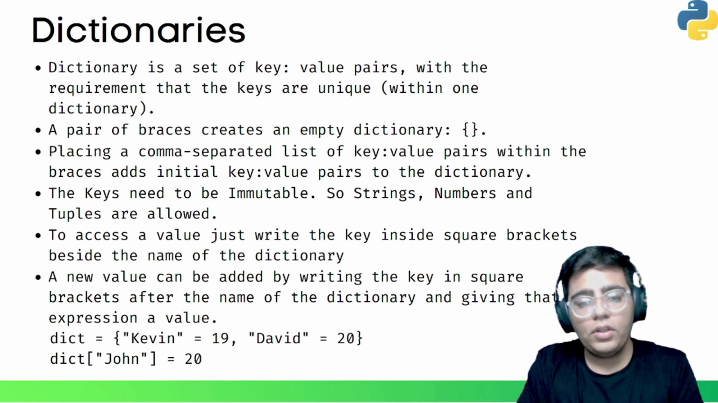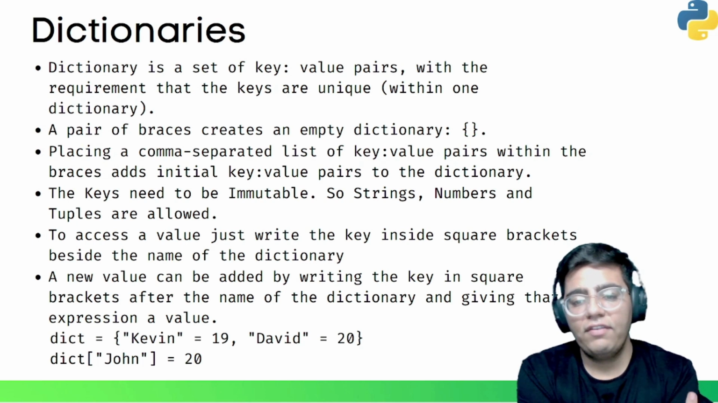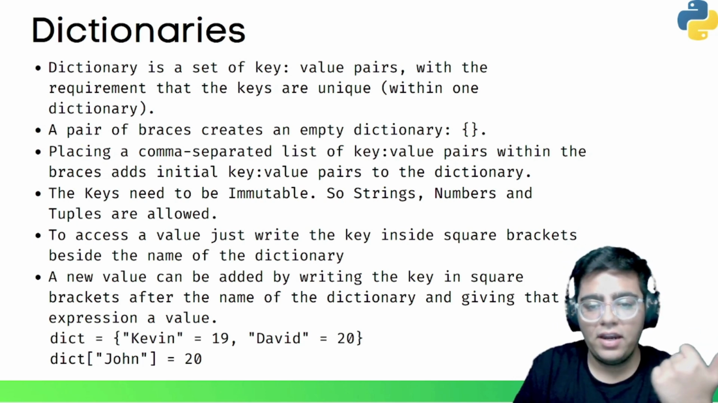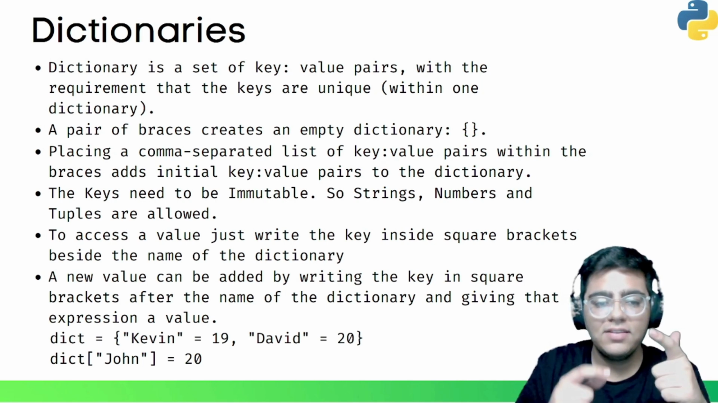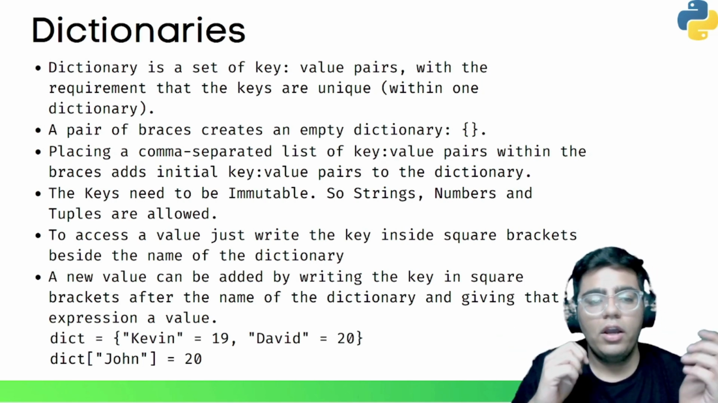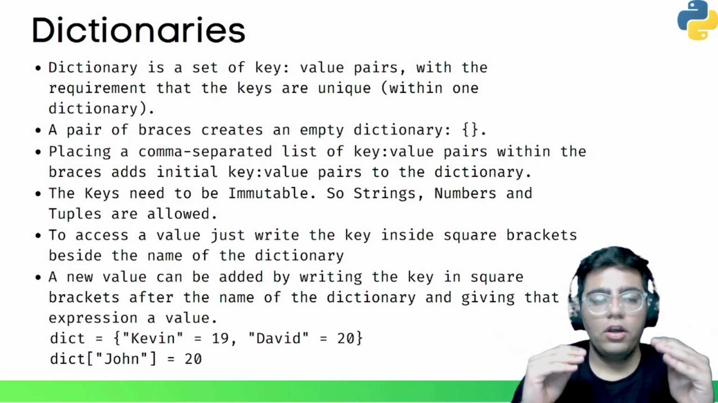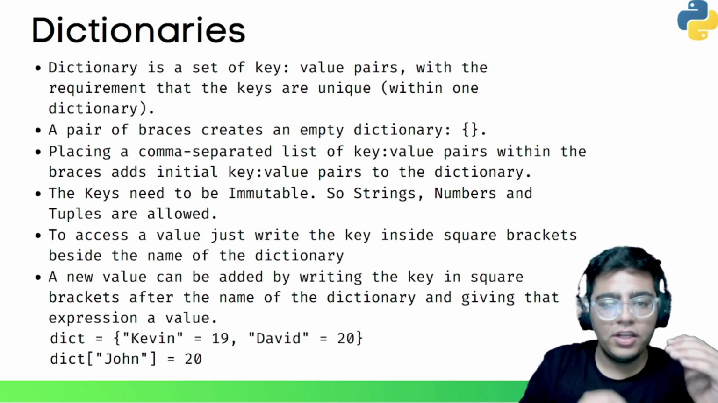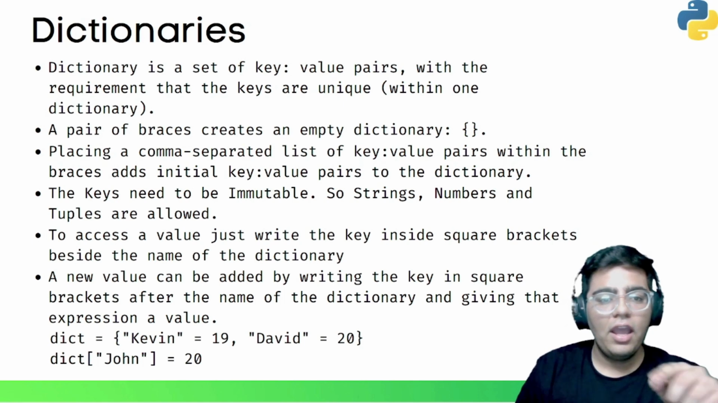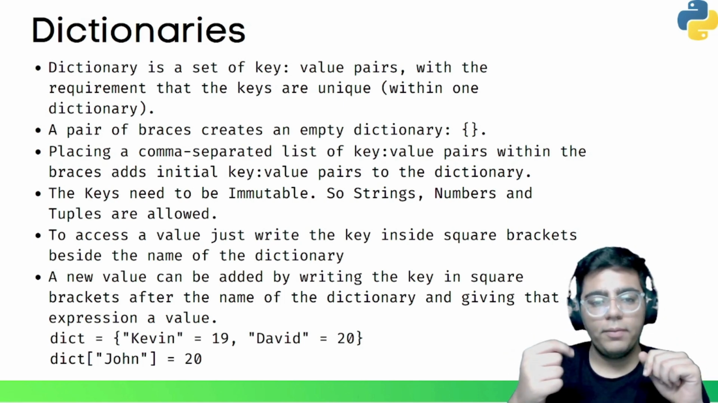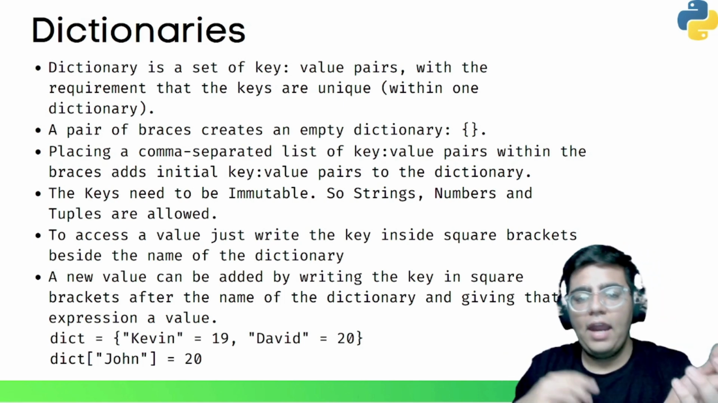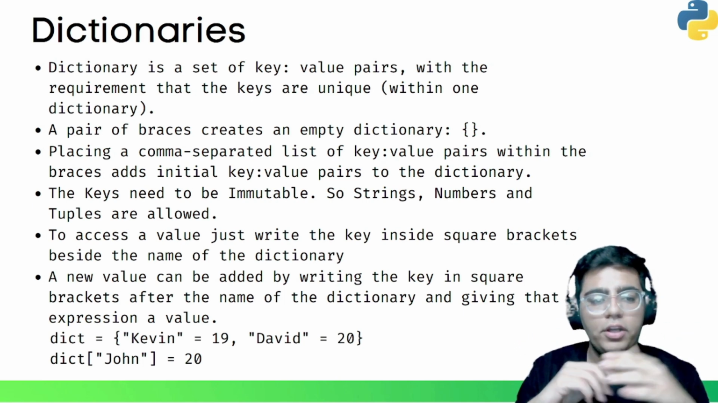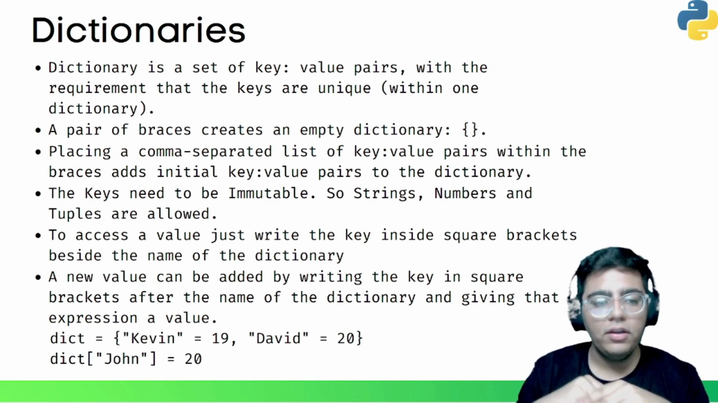Also, in lists and other data sets we had indices. In tuples we had indices 0, 1, 2, 3, 4. In dictionaries, you can use indices, but they have to be the name of the key. So let's say I have a dictionary called dict. I can write dict, put a square bracket, and then write Kevin, and that would give me the answer 19. That's basically how you can call a particular value using the key.